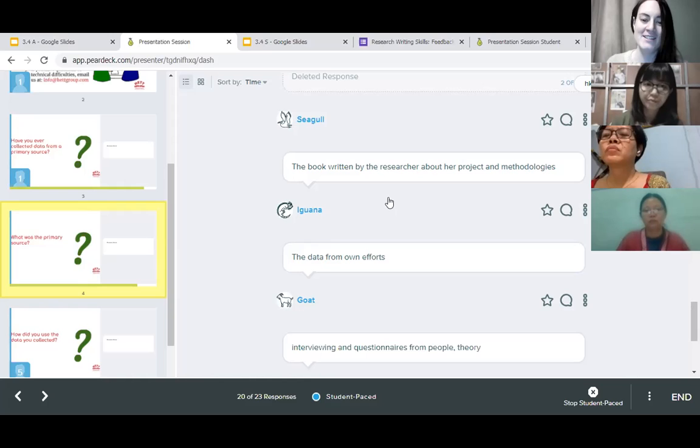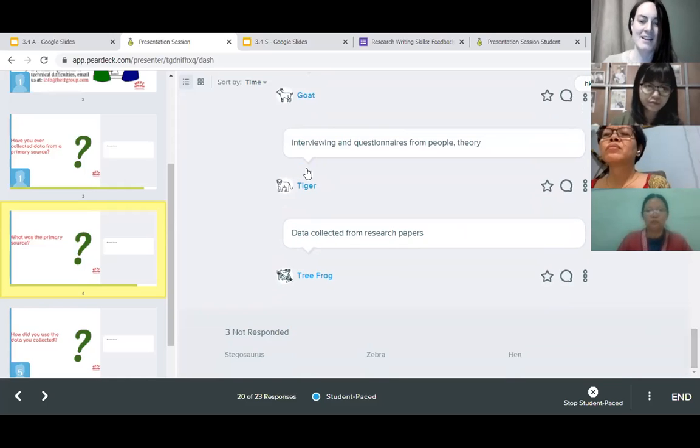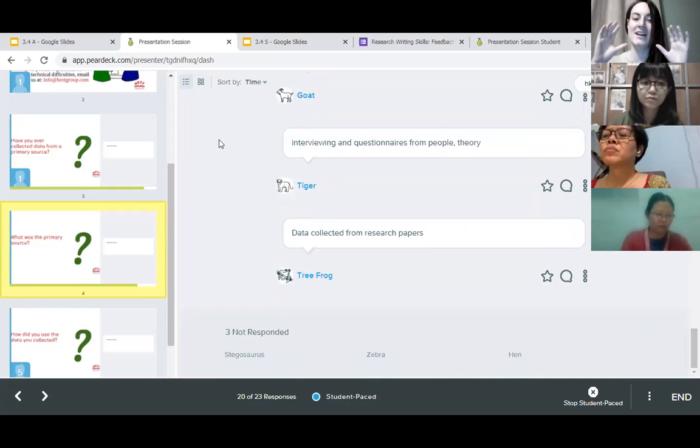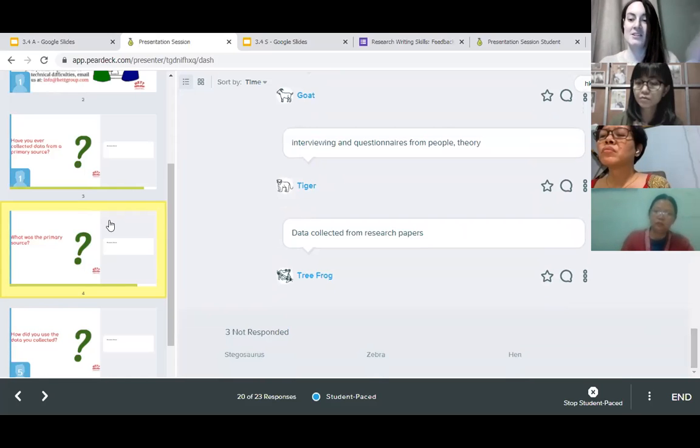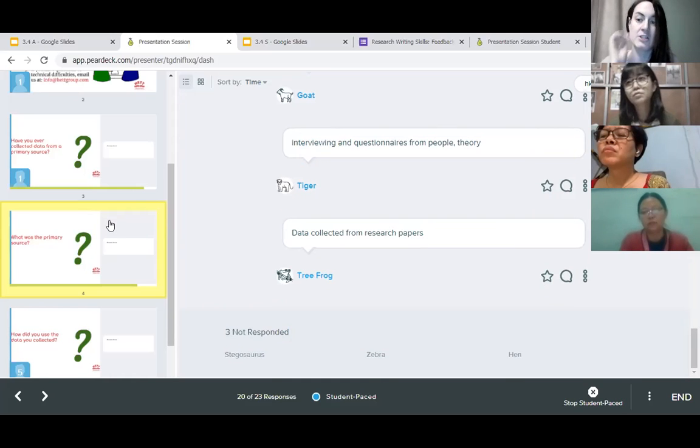Data from own efforts. Yeah, interviewing, questionnaires from people, theories, data collected from research papers. I would say it's probably just the language, but yeah, the data collected in the research paper would be a primary source. You could then maybe analyze other research papers and then use them as primary sources, but if you're using the research paper, then you're turning it into a secondary source for your own information.